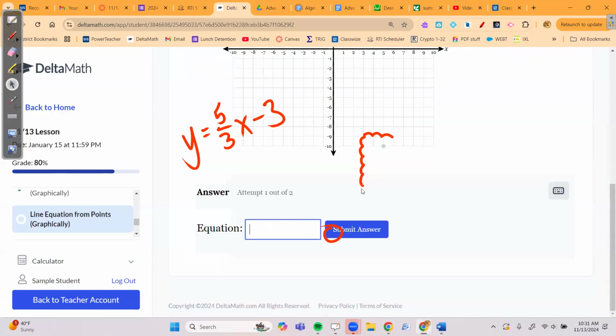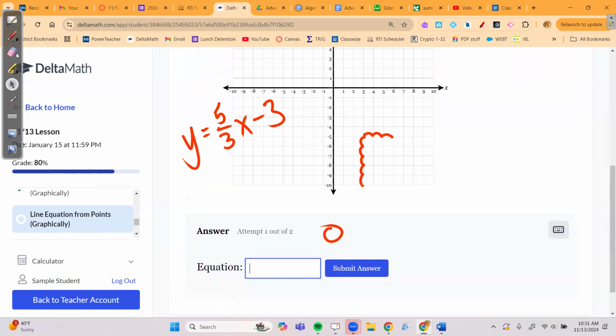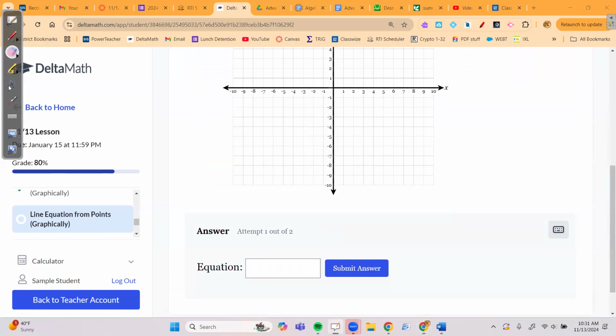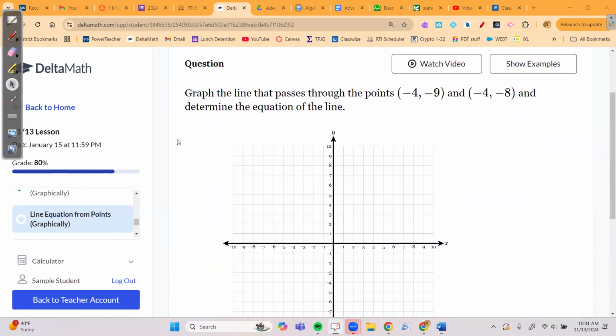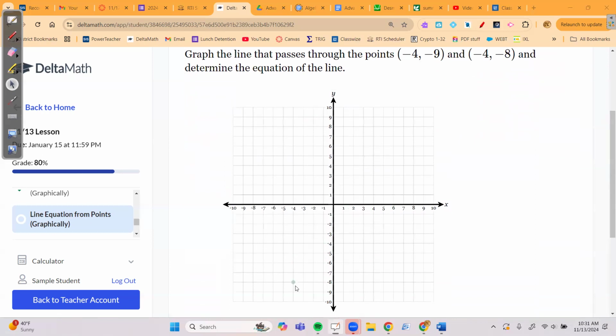And then I think I've only got one more on here. I tried to pick ones that each had a purpose. So how about this one? Stay with me. To the left 4, down 9. Left 4, down 9. Click. Where's the other point? To the left 4, down 8. Click. What kind of line is this?